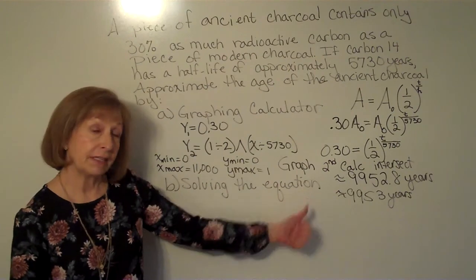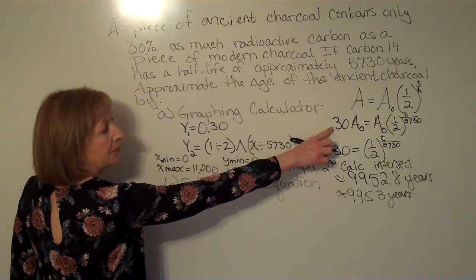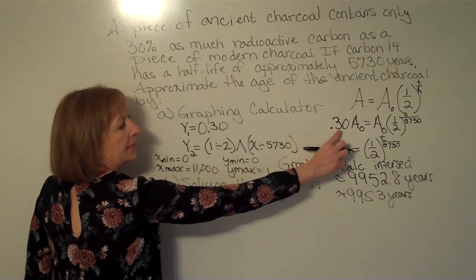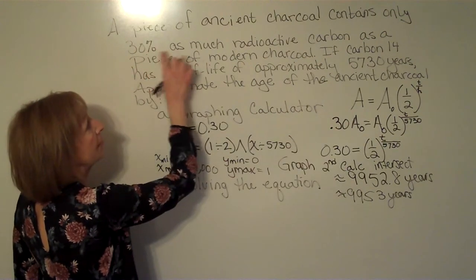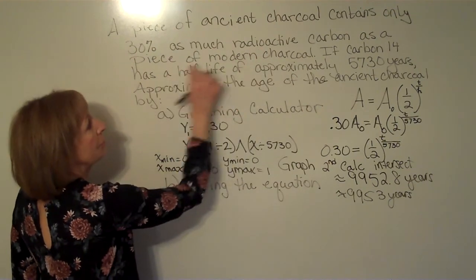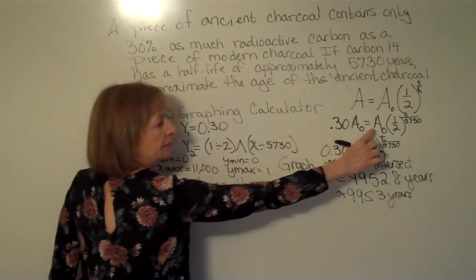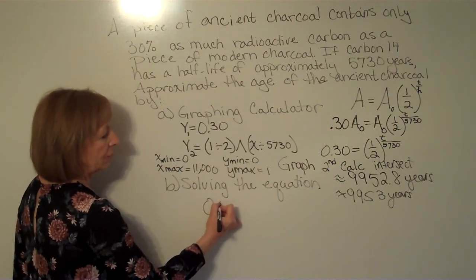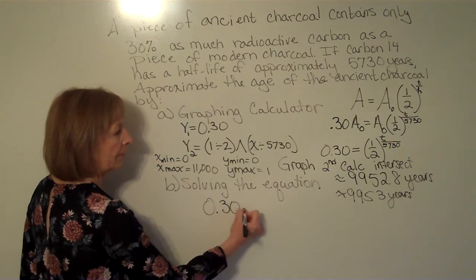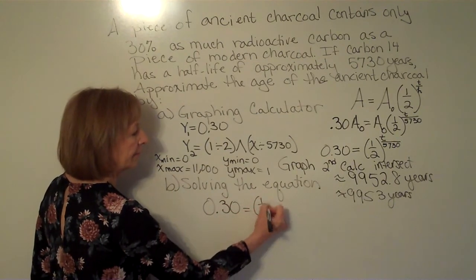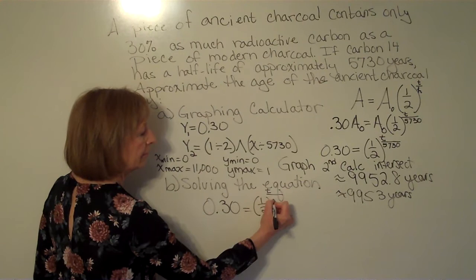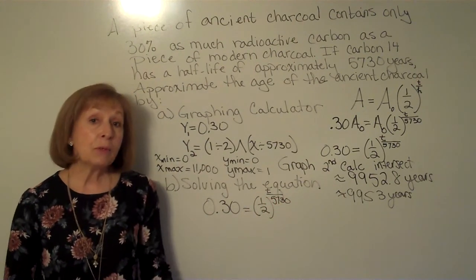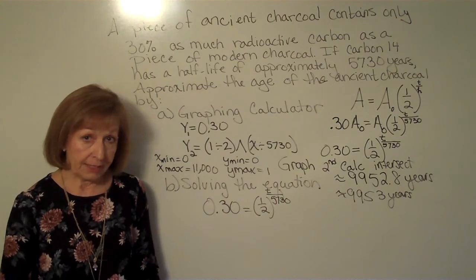Now how about to solve the equation? Well, we're going to come back to doing the first steps. We replace A with 0.3 times A sub 0 because it's 30% as much as the original amount. We're going to divide both sides by A sub 0 again, and we'll have at the stage of 0.30 is equal to 1/2 to the t over 5,730 power.